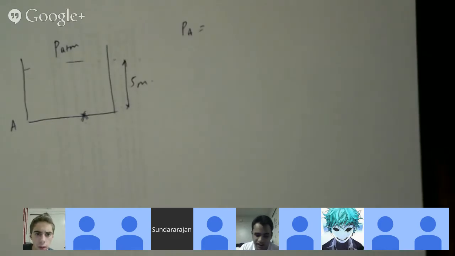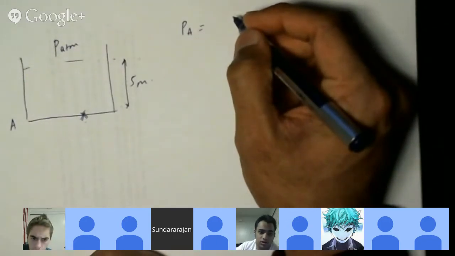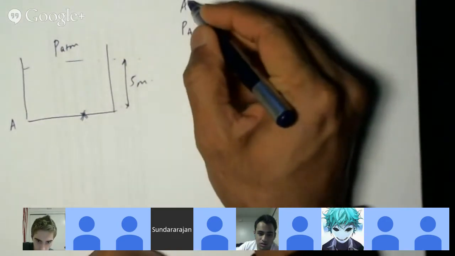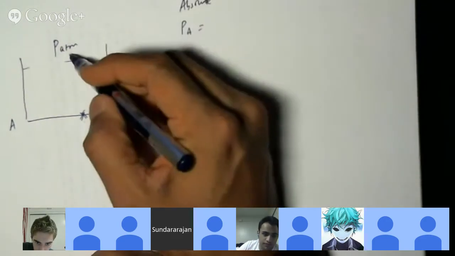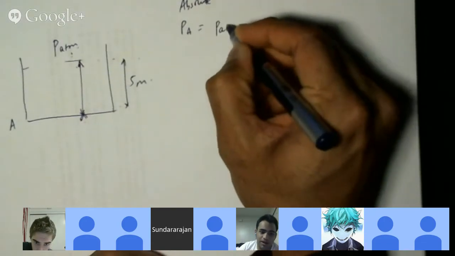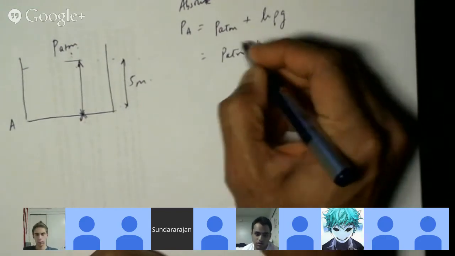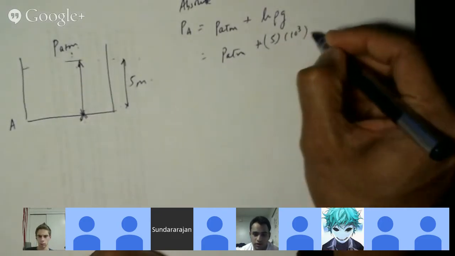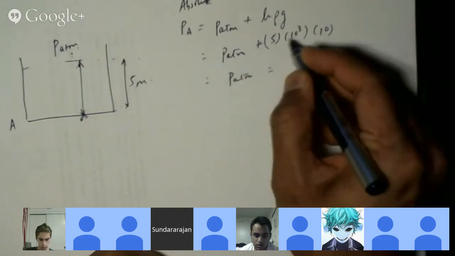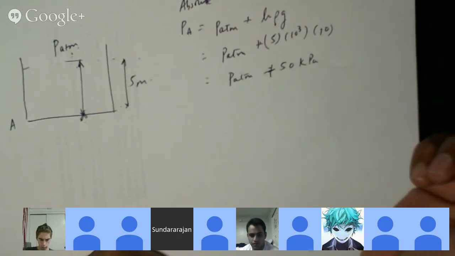Is it like rho g h? Yeah. So is it absolute or gauge? Okay, let's do absolute then. Absolute pressure is this pressure plus whatever is here. So it's P atmospheric plus rho g h. H is 5, rho is 10 to the 3, and g is say 10. So this is P atmospheric plus 50 times 10 to the 3, which is 50 kilopascals.